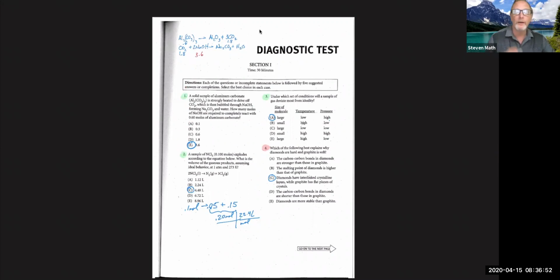It's a great problem. We have to write some reactions, balance some reactions, do a little bit of simple stoich. I like that one. I thought it was pretty cool. Okay, number 2, still a green problem.